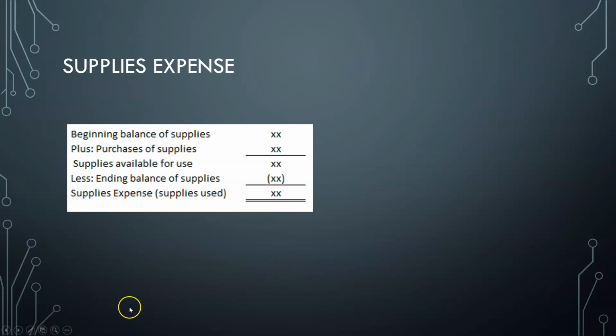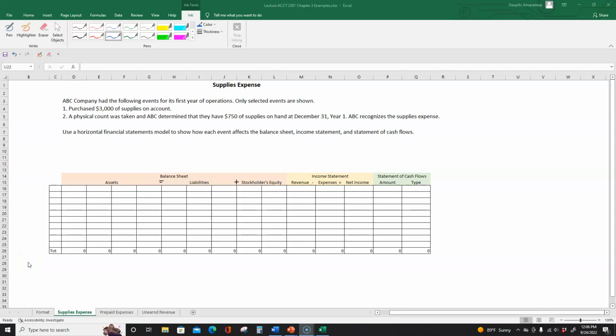Let's take a look at an example. This says an ABC company had the following events for its first year of operations. Only selected events are shown. 1. Purchased $3,000 of supplies on account. 2. A physical count was taken and ABC determined that they have $750 of supplies on hand at December 31, year 1. And then at that time, ABC recognizes the supplies expense.